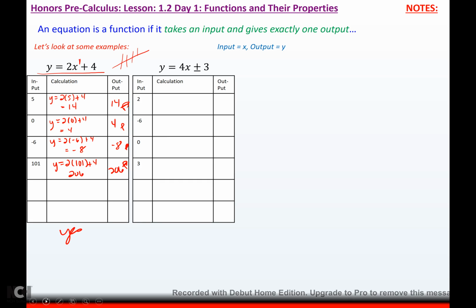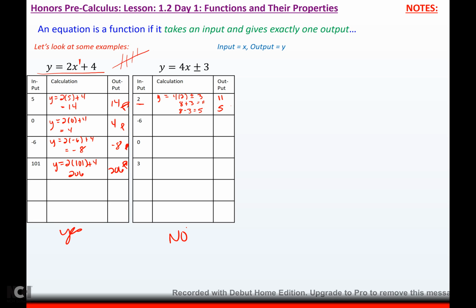We have y equals 4x plus or minus 3. Well, if I plug in 2, I get y equals 4 times 2 plus or minus 3. So I would get 8 plus 3, which would be 11, and I would get 8 minus 3, which would be 5. I get 2 outputs for 1 input. So no, this is not a function.